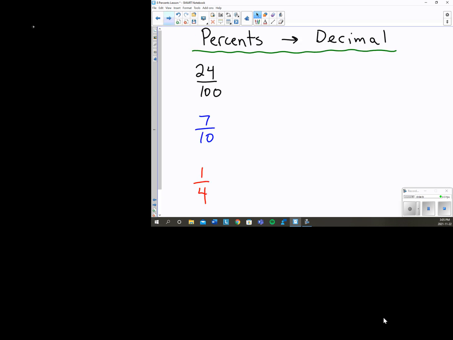Now, as you might have seen in the previous video, you can easily turn a percent into a decimal because it's out of 100. And as soon as it's out of 100, just take the 24% and turn it into 0.24. So the decimal would be 0.24. The percentage is 24%.